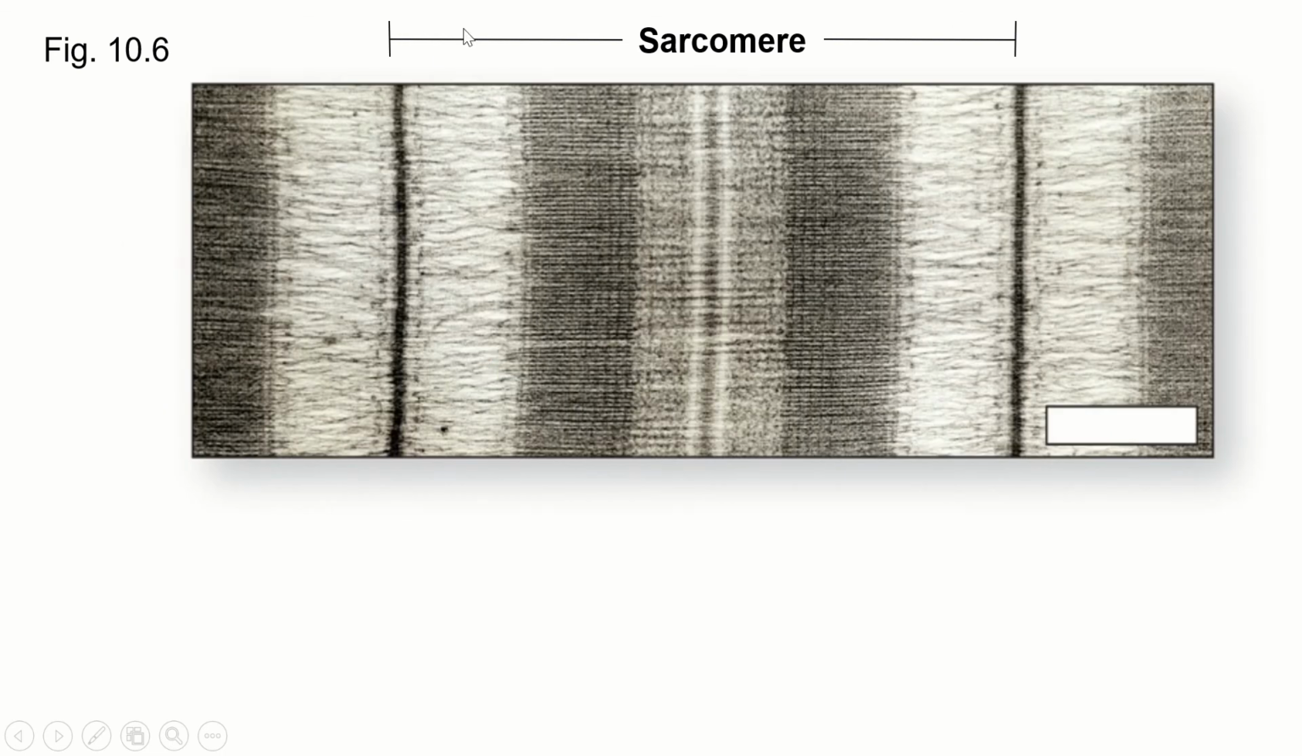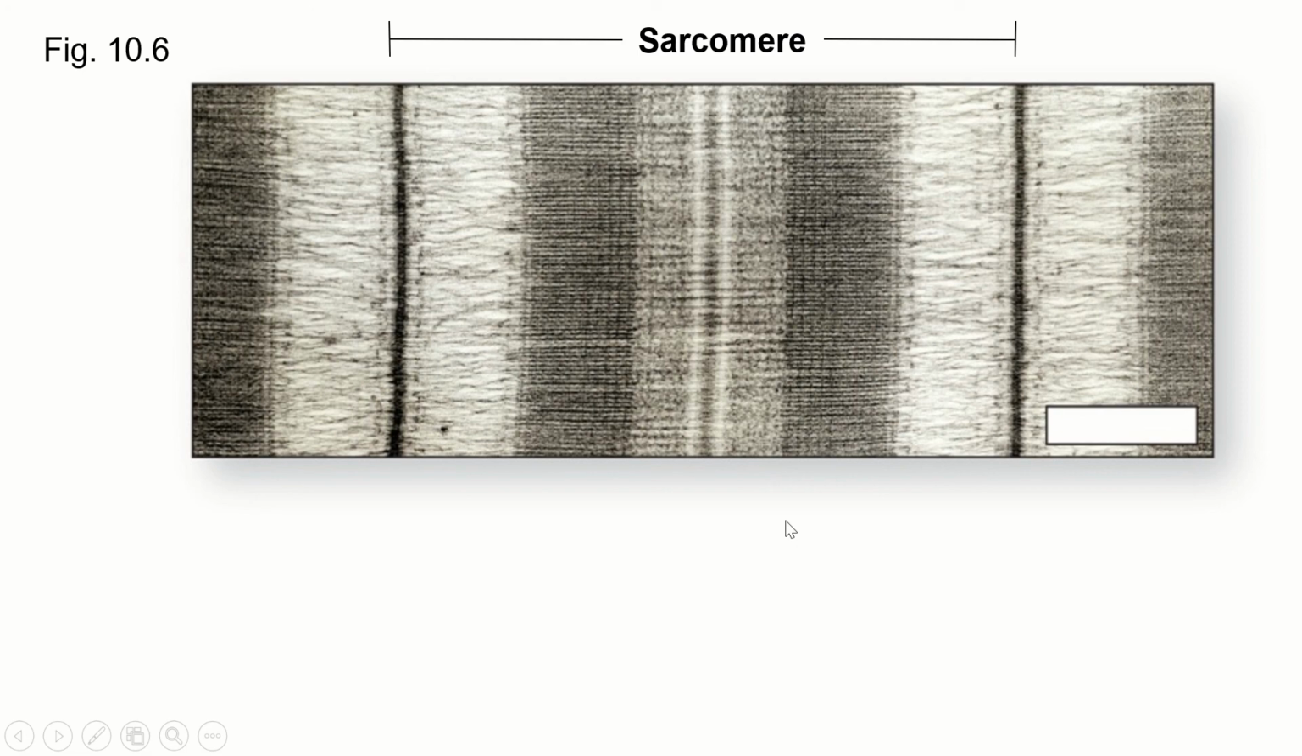All right, so here's a sarcomere. So let's practice our labeling. This is a Z disc. This is a Z disc. This is the I band. This is the A band here. This area is the H zone, and then this part is the M line in the middle.